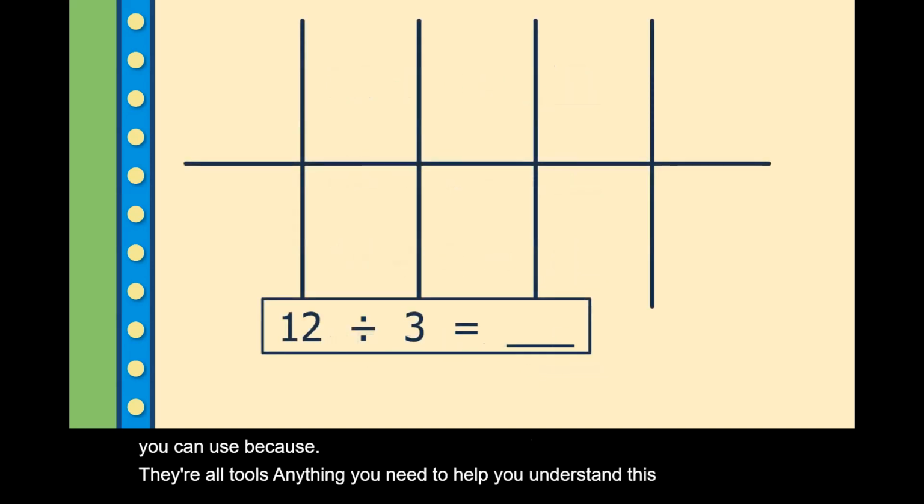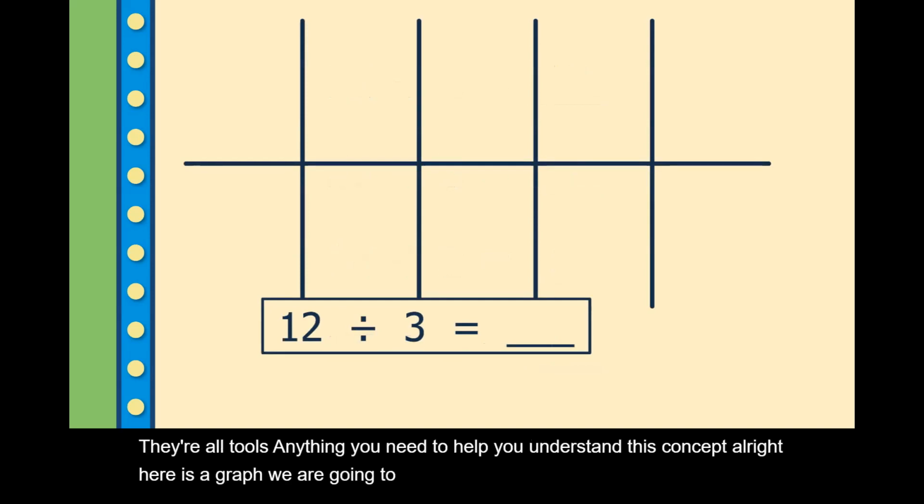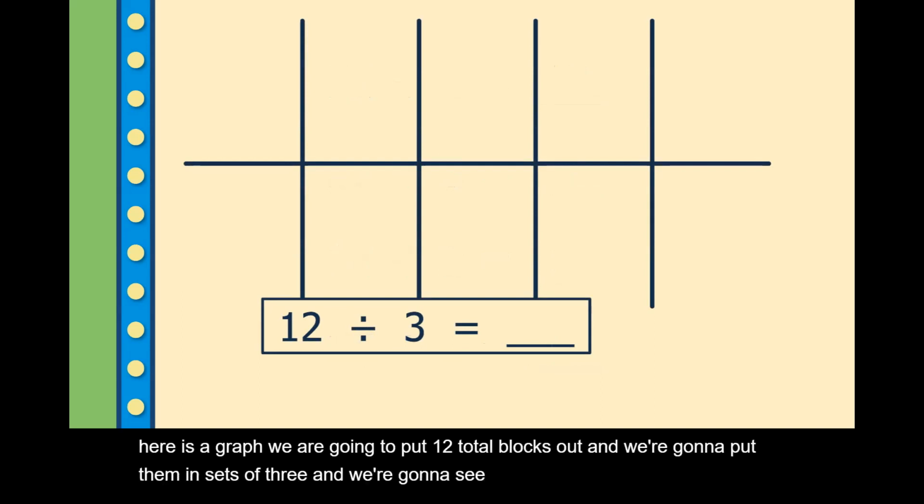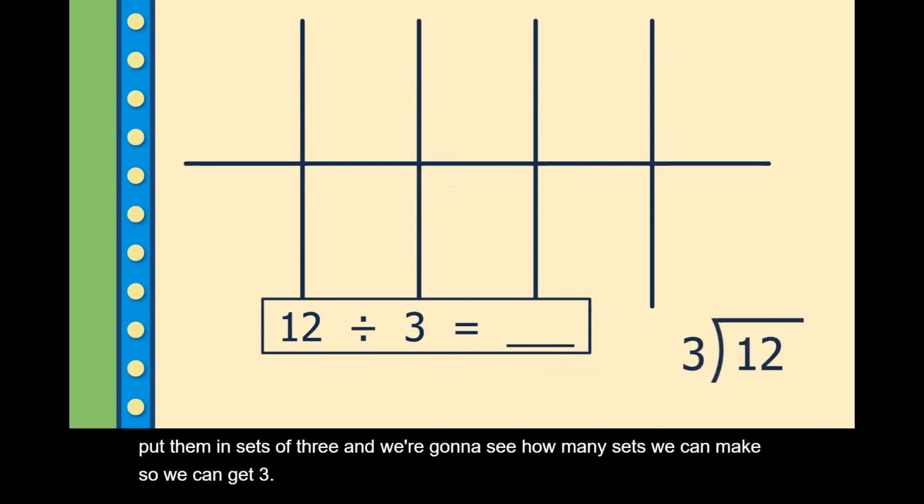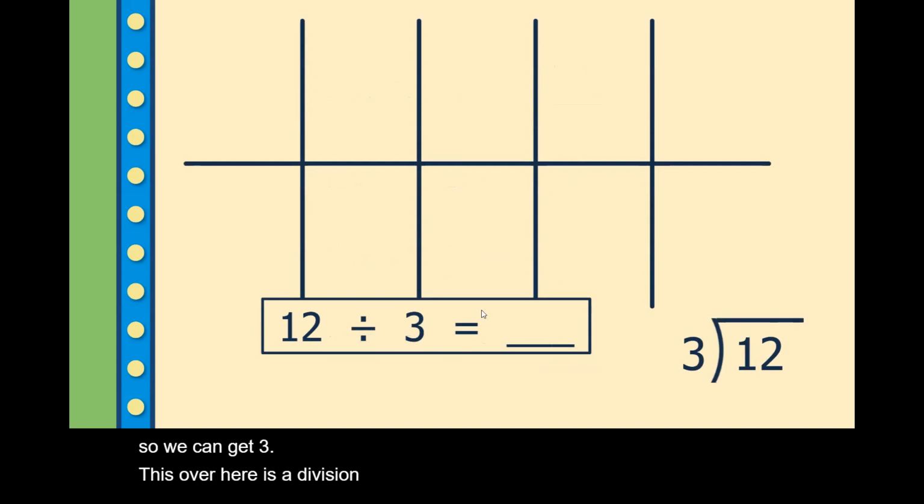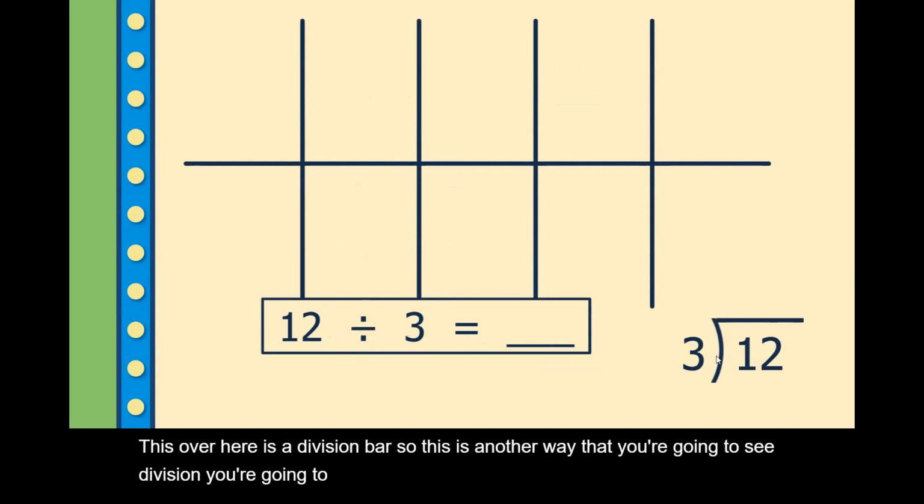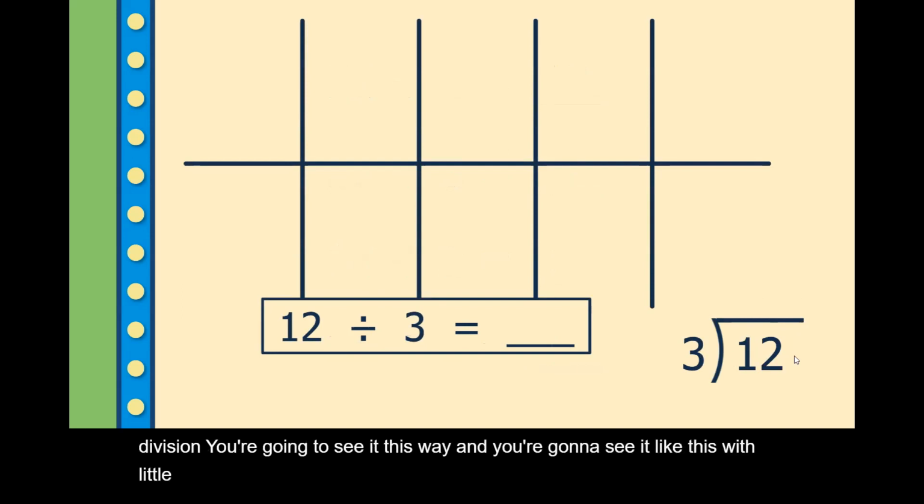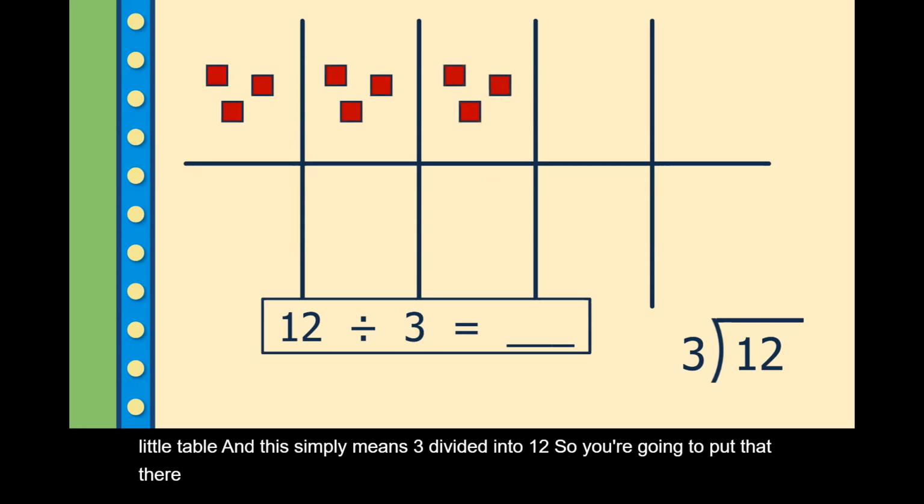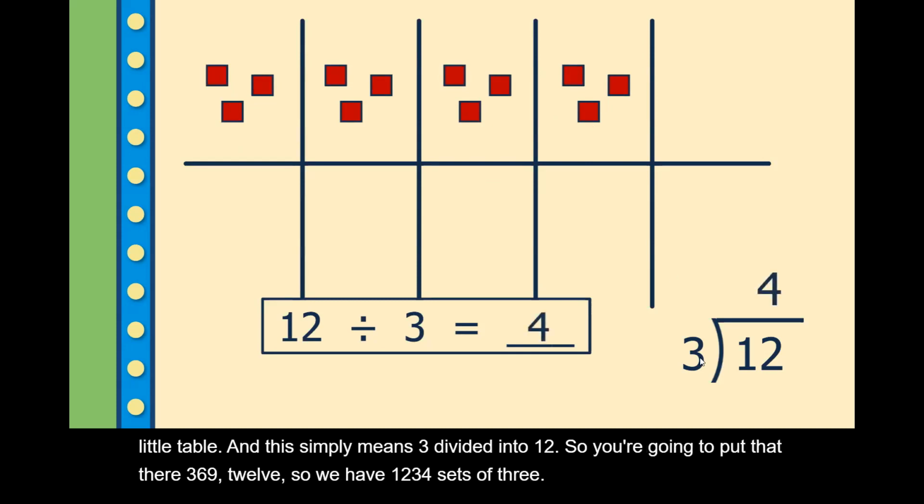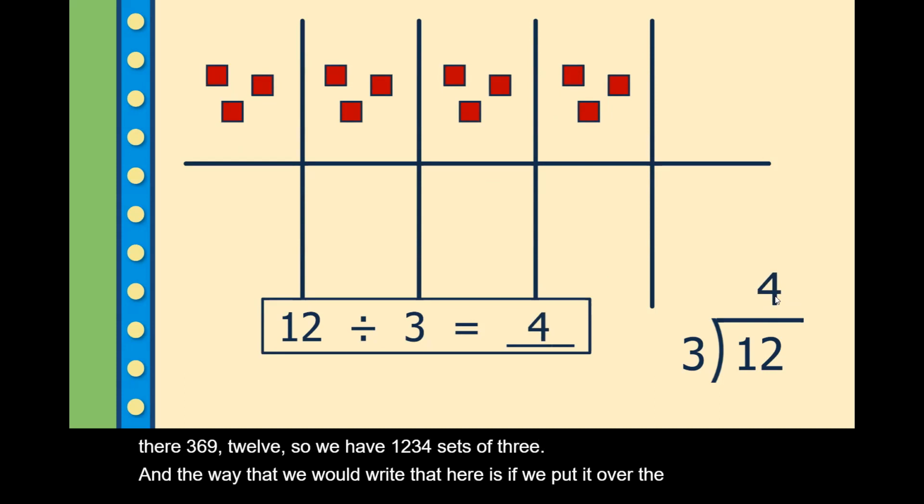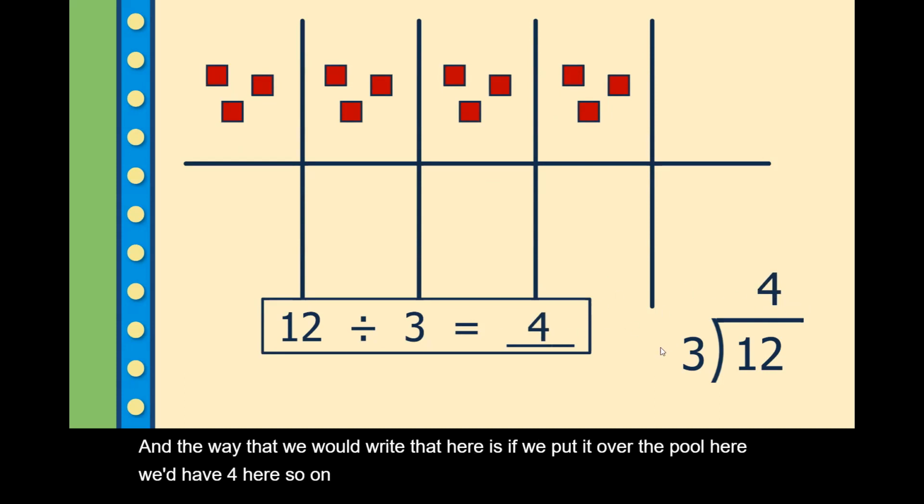All right, here is a graph. We are going to put 12 total blocks out, and we're going to put them in sets of 3, and we're going to see how many sets we can make. So this over here is a division bar. This is another way that you're going to see division. You're going to see it this way, and you're going to see it like this with a little table. And this simply means 3 divided into 12. So you're going to put that here, 3, 6, 9, 12. So we have 1, 2, 3, 4 sets of 3. And the way that we'd write that here is that we put it over the 2 here. We'd have 4 here. So in both cases, we have 4.